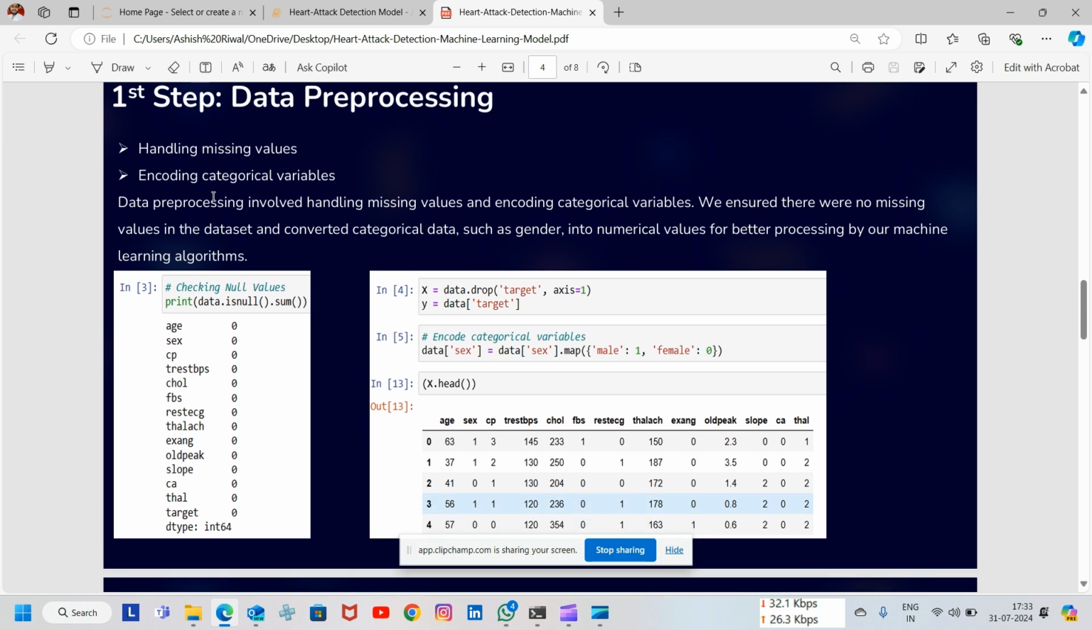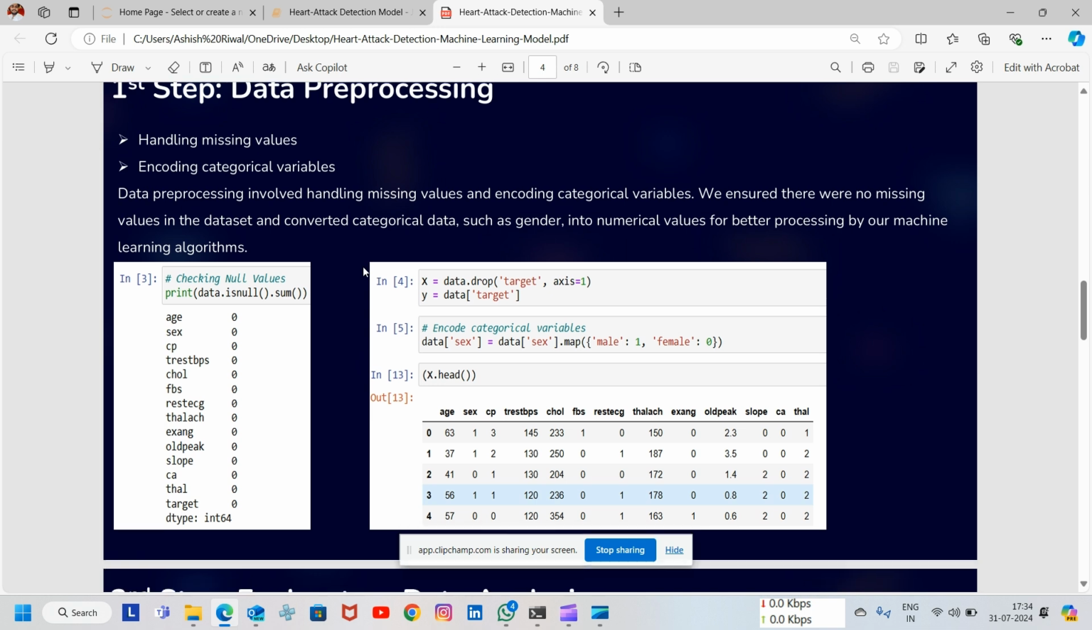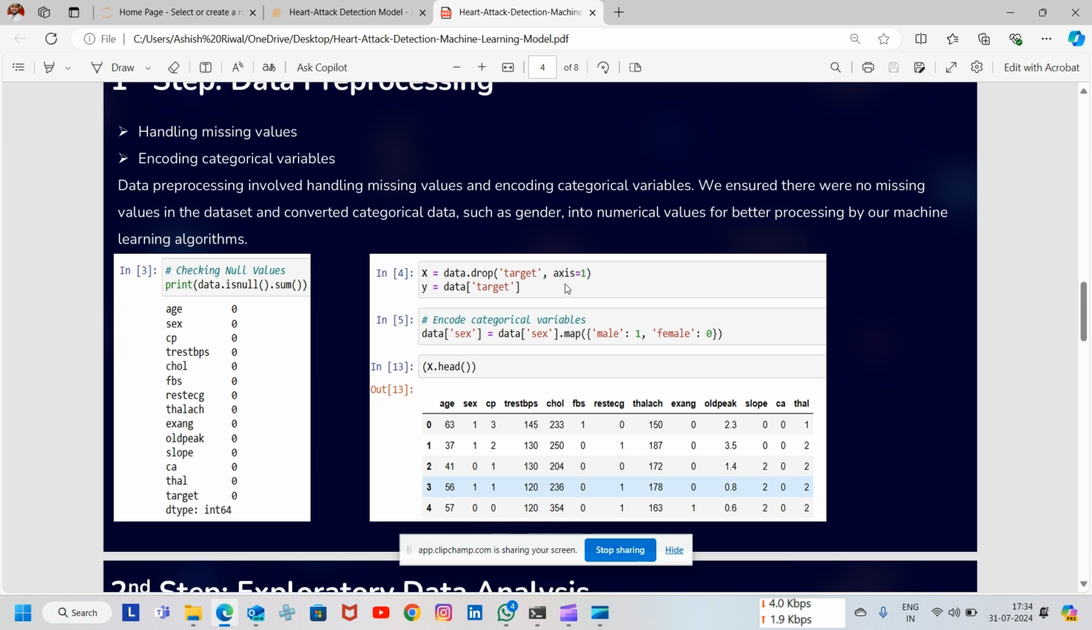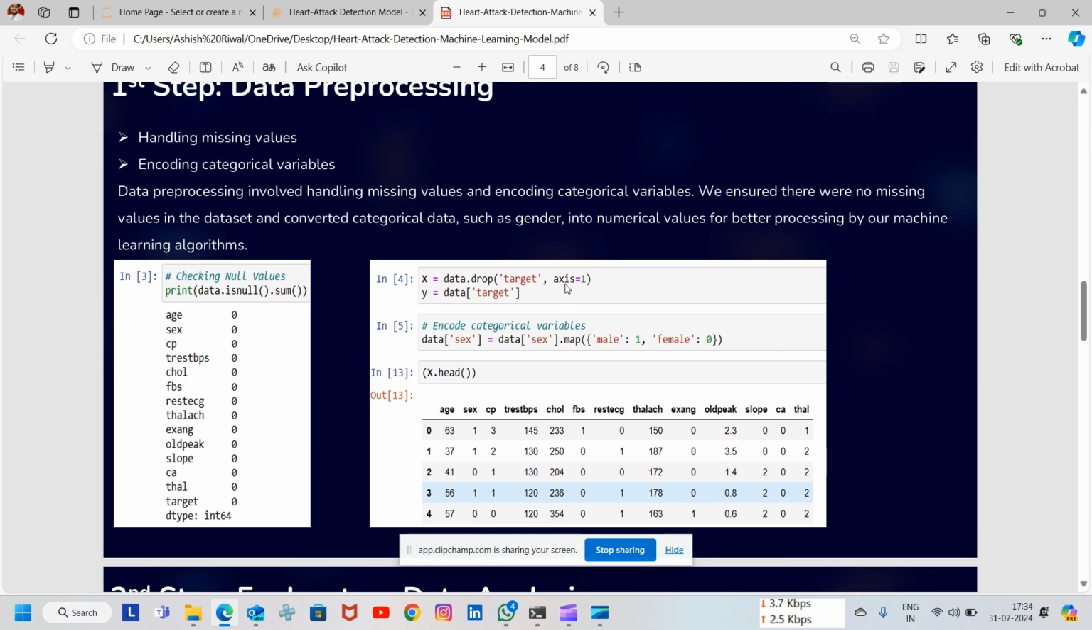Then the second is encoding categorical variables. Means we should ensure that if categorical data was given, then we convert it into numerical form, because our system is unable to interpret text. It always saves the data in the form of 0 and 1. We will encode the sex column. Means we have mapped male as 1 and female as 0.